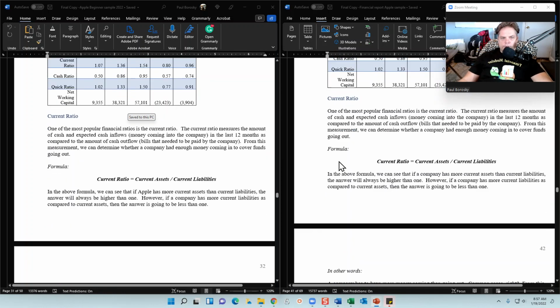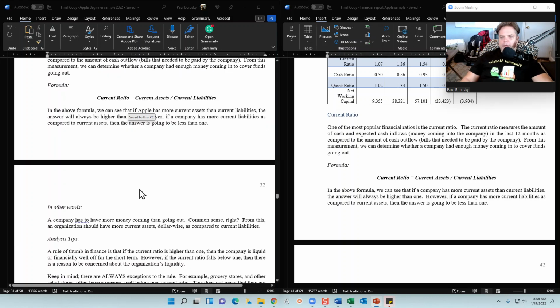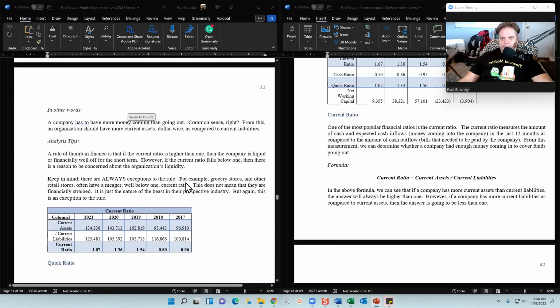And then the difference between the financial ratios section and the financial statement section is that for the financial ratios, I'm going to go ahead and supply y'all with the formula. So for current ratio, here's an explanation of current ratio. Here's the formula for current ratio. And both documents are going to have that.